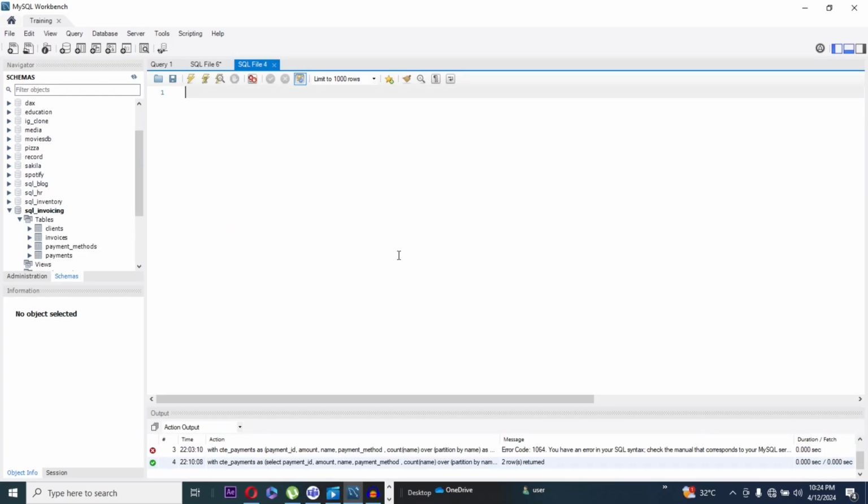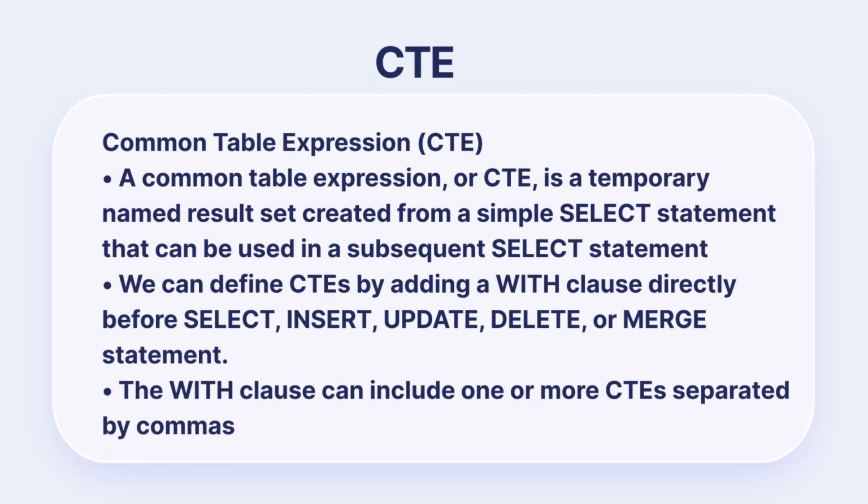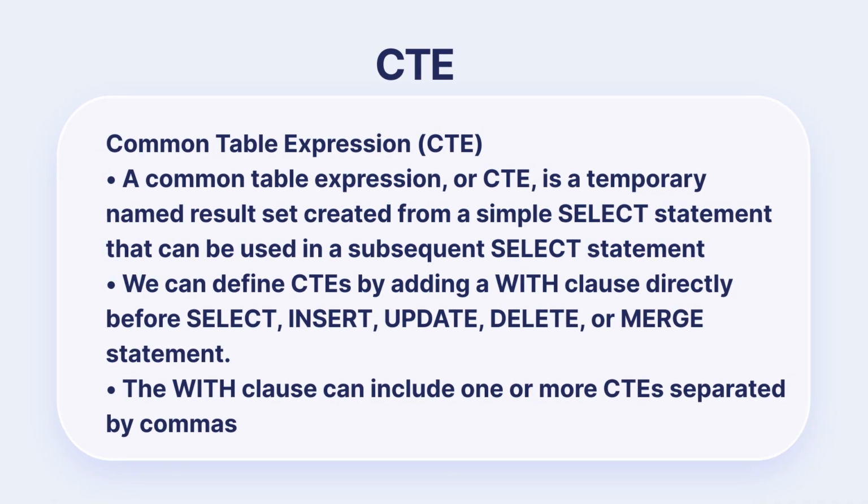Okay, welcome back. Let's talk about CTE, which means common table expression, how to use it and when to use it. A CTE, or common table expression, is a temporary named result set created from a simple select statement that can be used in a subsequent select statement. We can define CTEs by adding a with clause directly before select, insert, update, delete, or merge statements. The with clause can include one or more CTEs separated by commas.